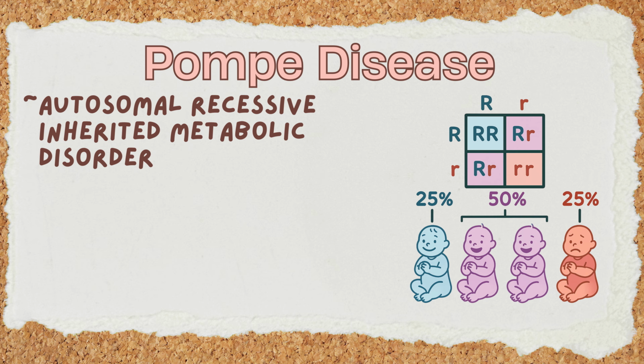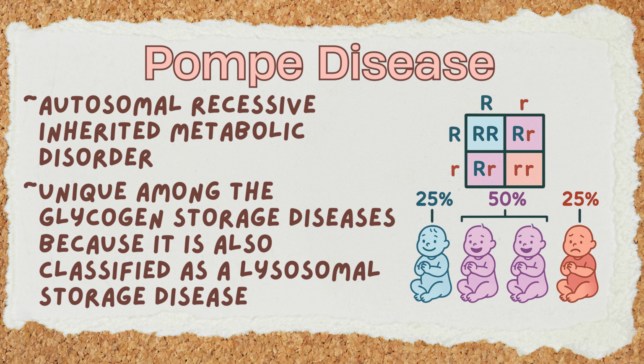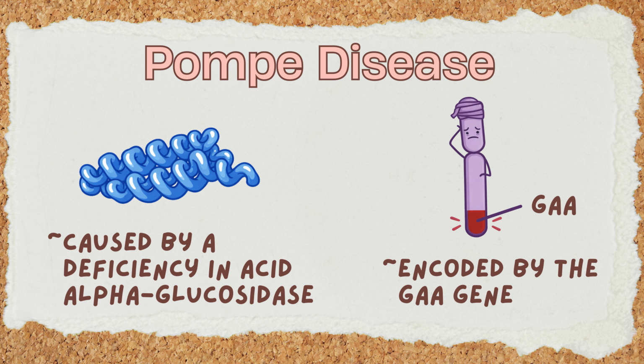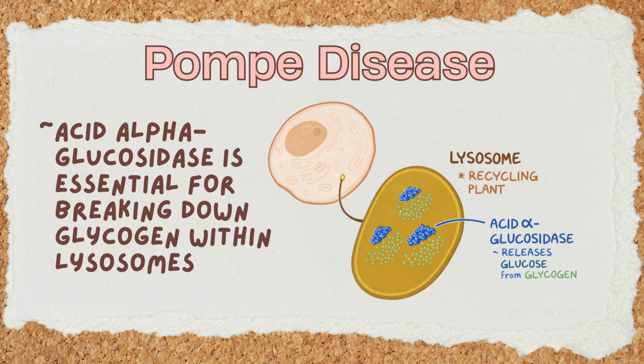Pompe disease is an autosomal recessive inherited metabolic disorder. It's unique among the glycogen storage diseases because it's also classified as a lysosomal storage disease, or LSD. It's caused by a deficiency in the lysosomal enzyme acid alpha glucosidase, or GAA, which is encoded by the GAA gene. This enzyme is essential for breaking down glycogen within the lysosomes.